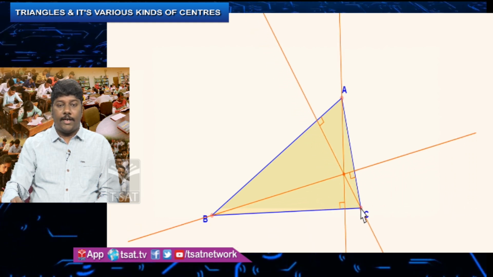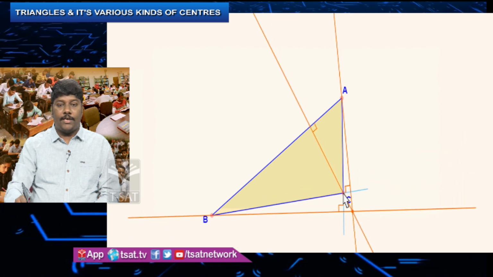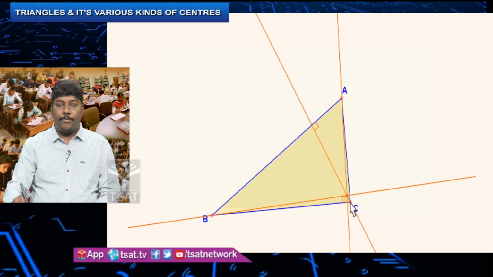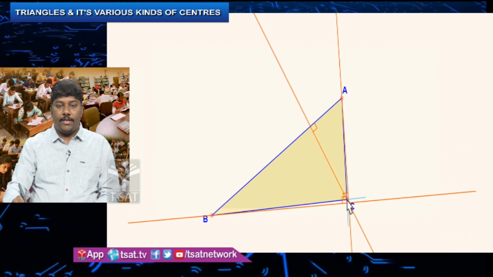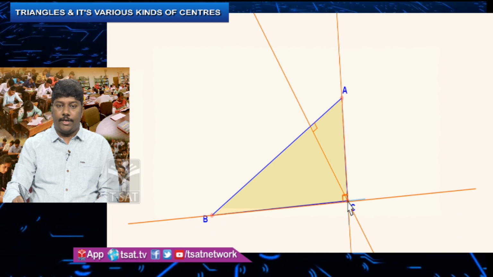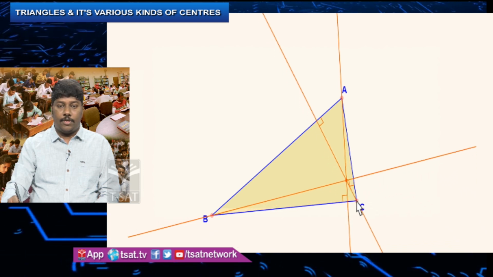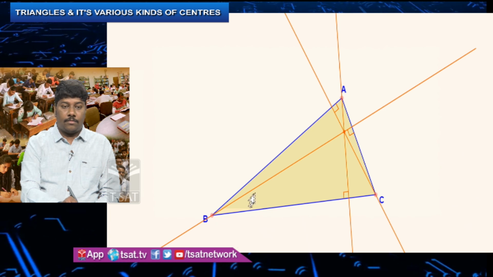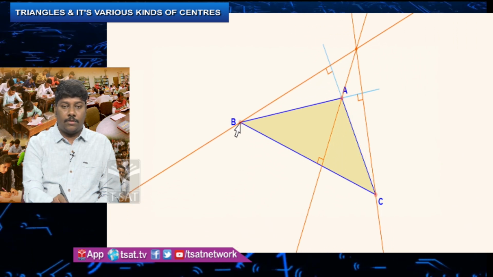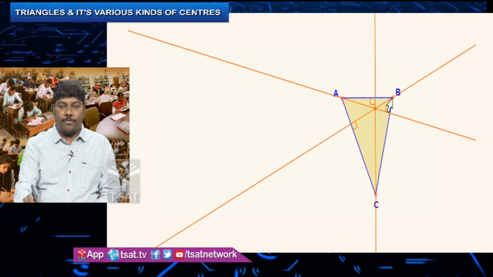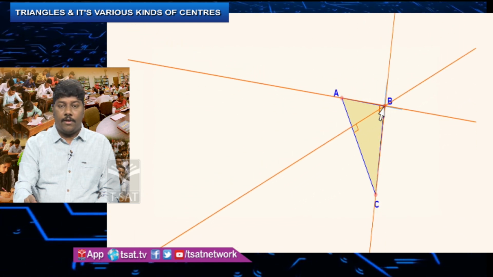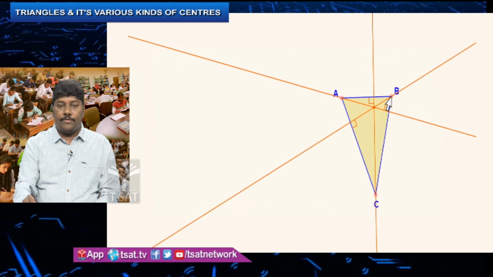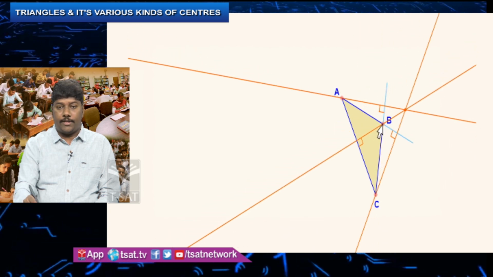For an acute angle triangle it stays inside, for an obtuse angle triangle it goes outside. So acute, obtuse, and for a right angle triangle it is exactly at the right vertex. So even if I take the right vertex at B, the orthocenter stays at the right vertex. Acute inside. If I go for obtuse, it goes outside.